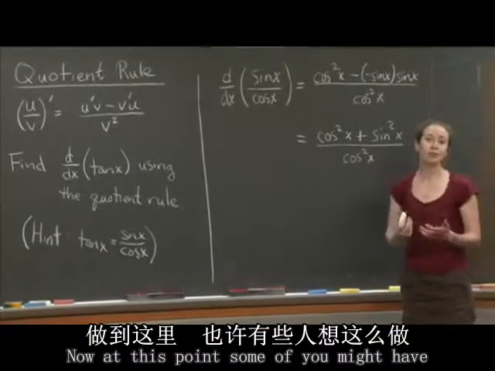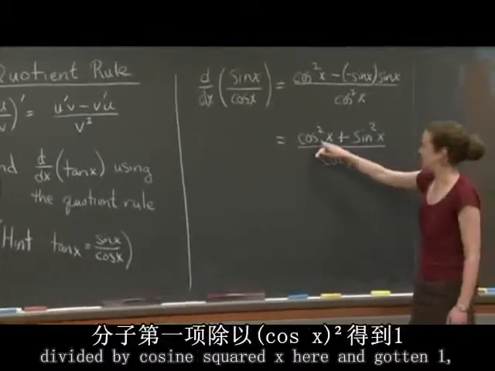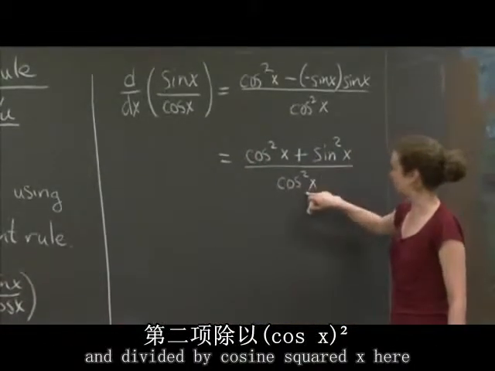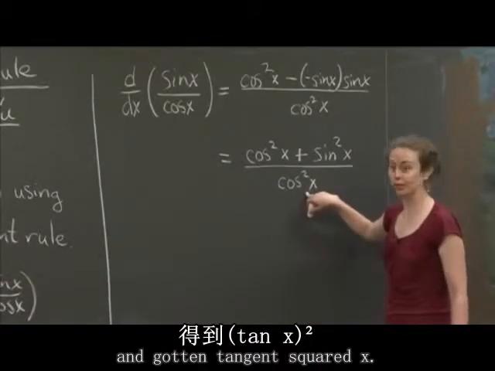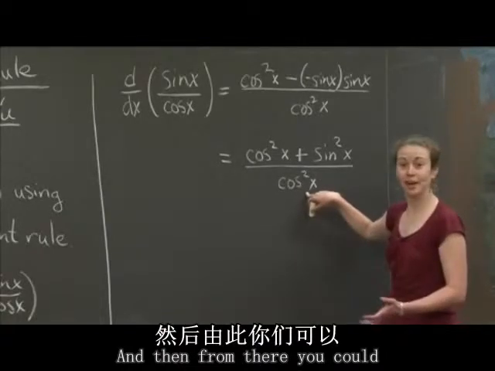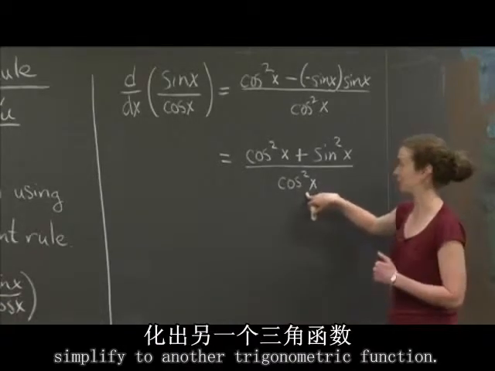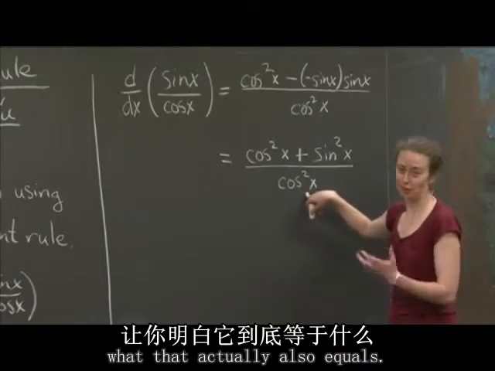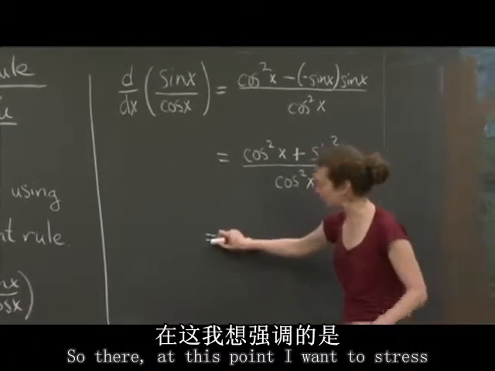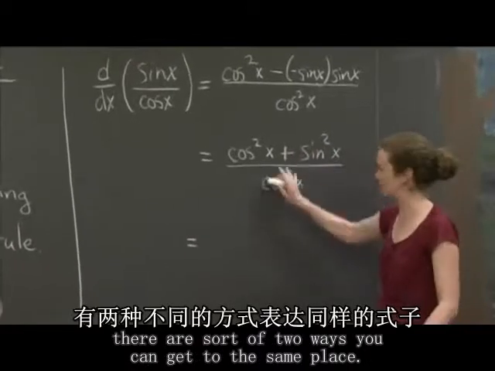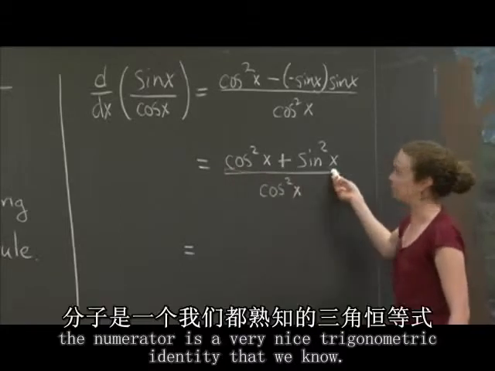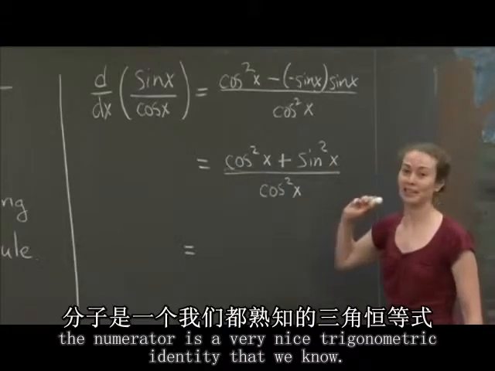Now at this point, some of you might have divided by cosine squared x here and gotten 1, and divided by cosine squared x here and gotten tangent squared x. And then from there, you could simplify to another trigonometric function. I'm going to go a different way to show you what that also equals. At this point, I want to stress there are two ways you can get to the same place. But I'm going to use the fact that the numerator is a very nice trigonometric identity that we know.